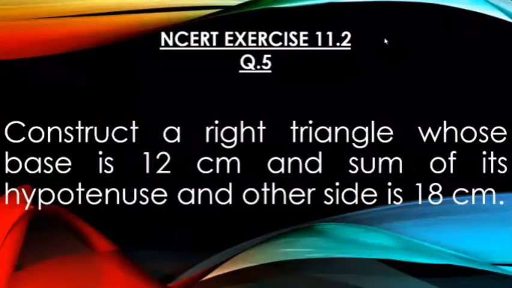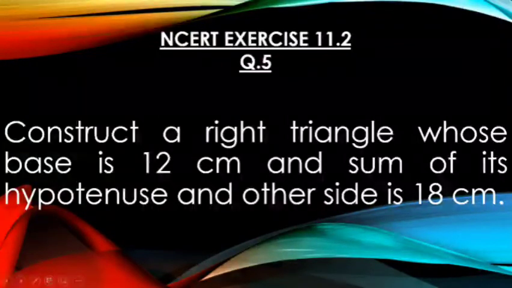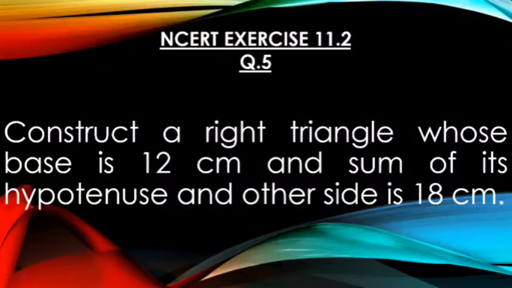Now let us look into the last question, question number 5 of NCERT exercise 11.2, which asks us to construct a right angle triangle whose base is 12 centimeters and the sum of the hypotenuse and the other side is 18 centimeters. Now my dear students, this is very similar to question number 1 of this exercise that we have already done. Let's get to the construction of question number 5.